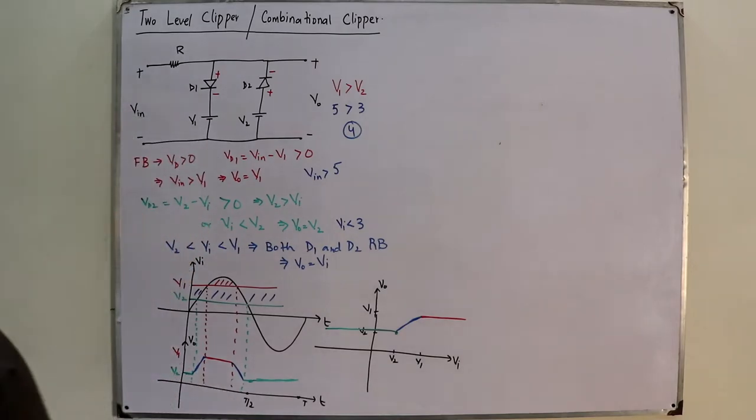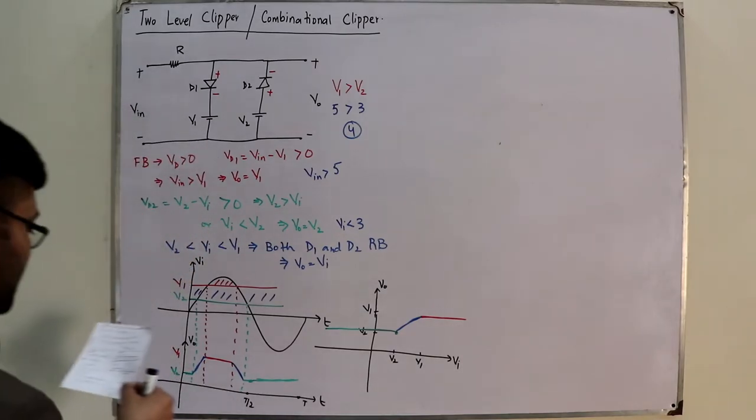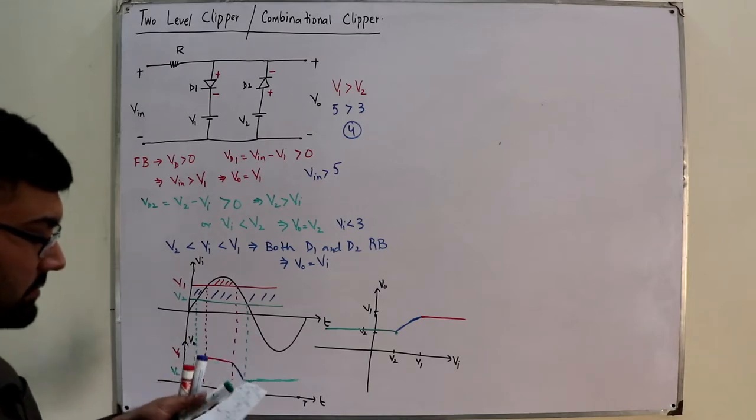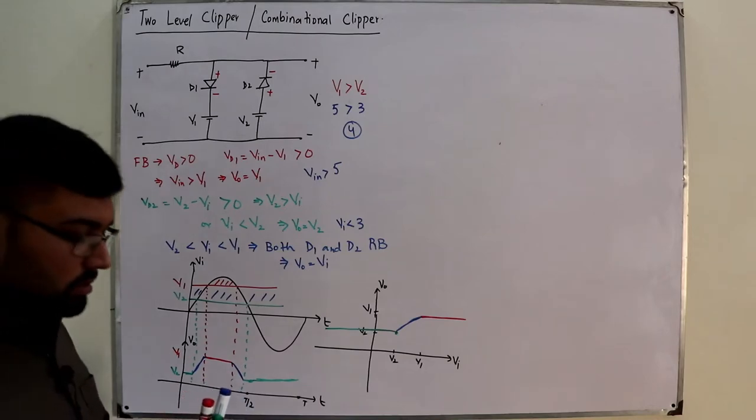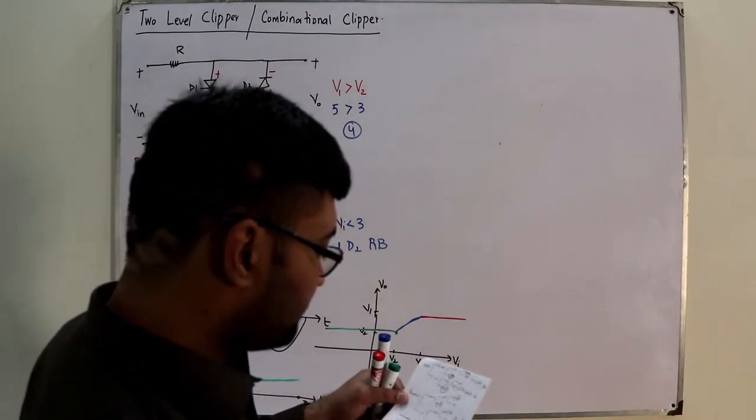Let's say we have another simpler circuit. The book has mentioned this in the combinational clipper circuits, on page number 88, I told you. Right? So let's say we draw it.